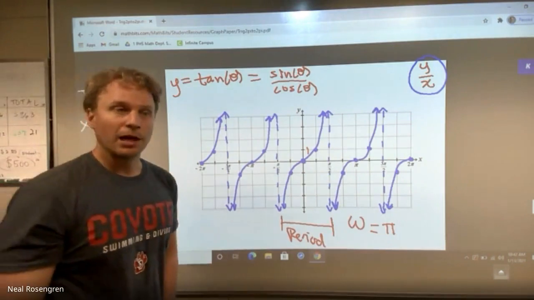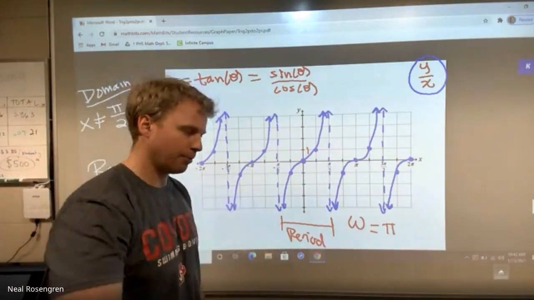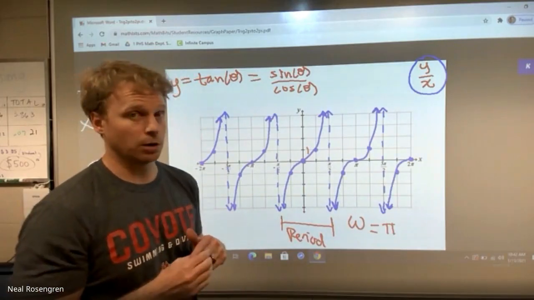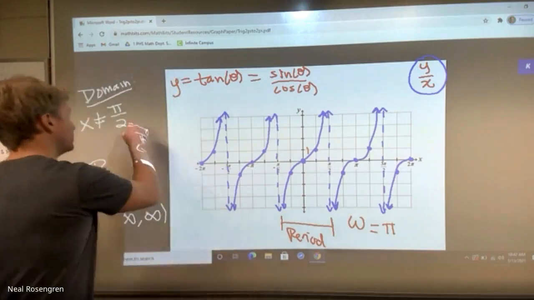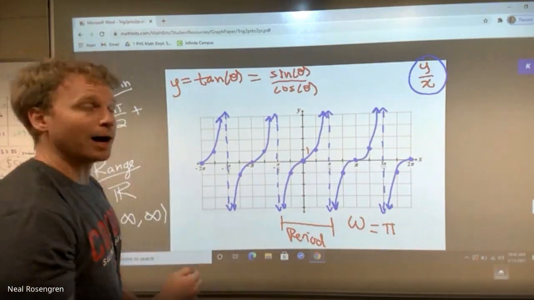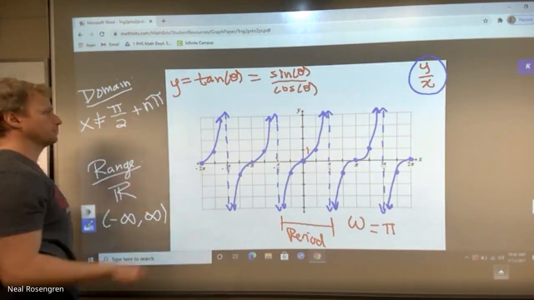But if I add pi to that, or 2 pi, or 3 pi, or 4 pi, or 10 pi, or 100 pi, or 1,000,000 pi, I'm going to run into another spot that doesn't work. Okay, so here's what I'm going to do. I'm going to add something to this, and it's going to be multiples of pi.